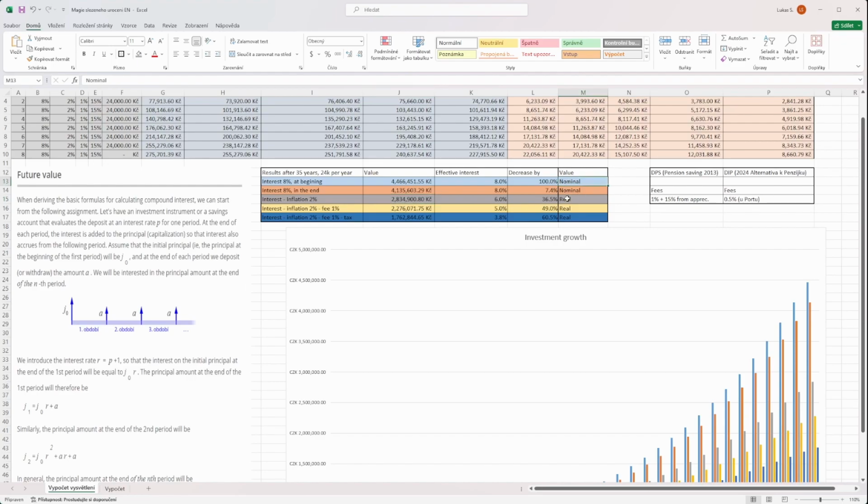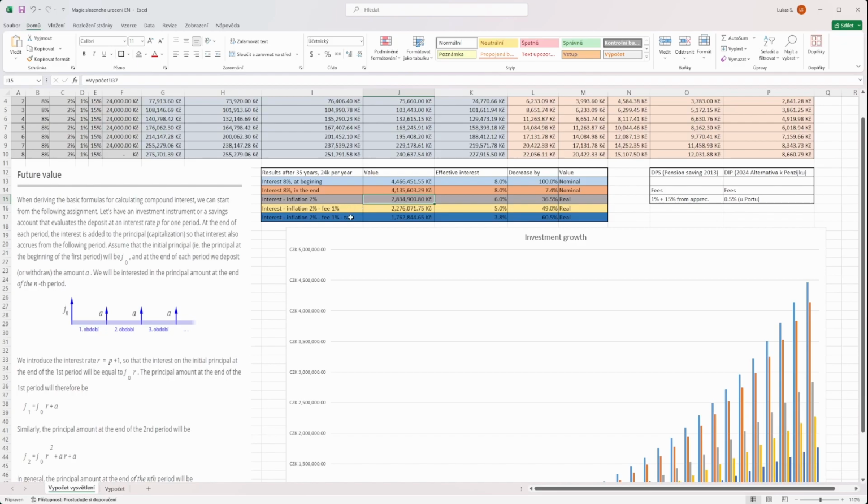And now we will discuss what is actually the difference between nominal and real value, and why it exists. In reality, if you would be saving this 8%, you really end with this amount, which means 4,466,000. But because of inflation, you have to take into account the growth of prices. So in reality, you will have this amount of money, but you will be able to buy the same that you can buy today with just 2,834,900. This is the magic of inflation.